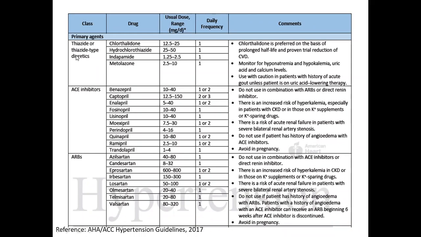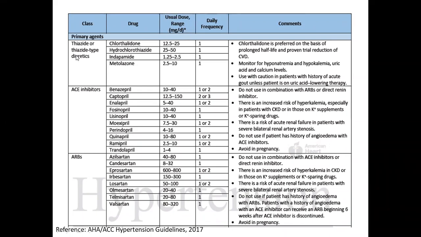Some of the examples include chlorthalidone, hydrochlorothiazide, indapamide, and metolazone. These can be given in OD doses. However, these drugs have some adverse effects: they can cause hyperglycemia, hyperlipidemia, as well as hyperuricemia, and they can also alter electrolyte levels, like causing hyponatremia and hypokalemia. They can increase uric acid level and calcium level. So these drugs should be used cautiously in patients. You should consider other relevant comorbidities before starting a patient on this group of drugs.